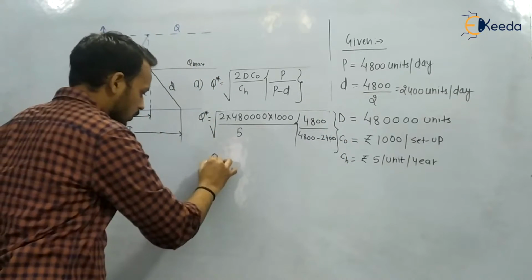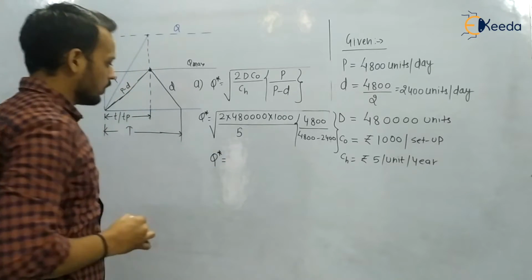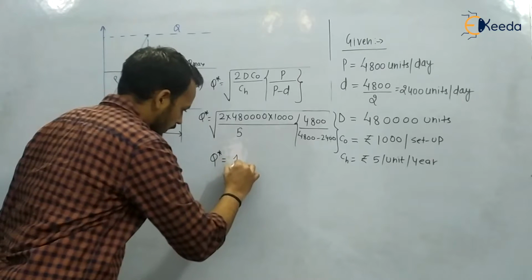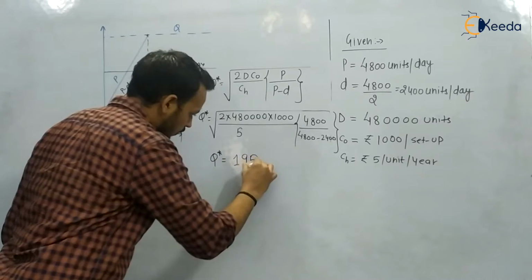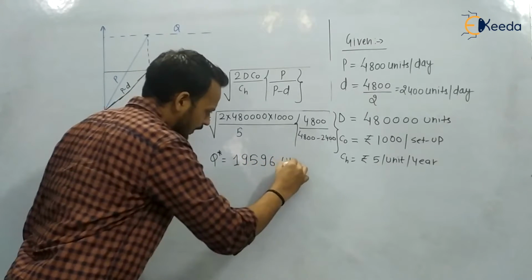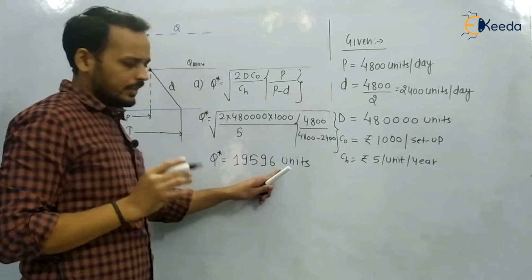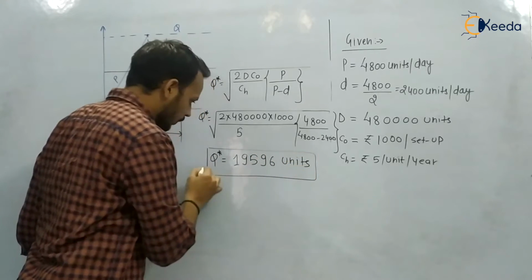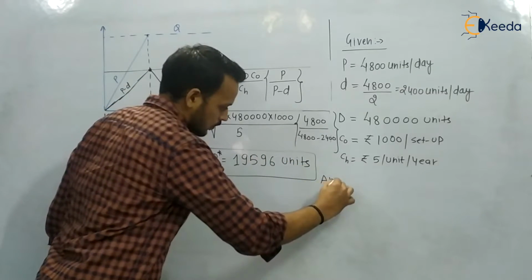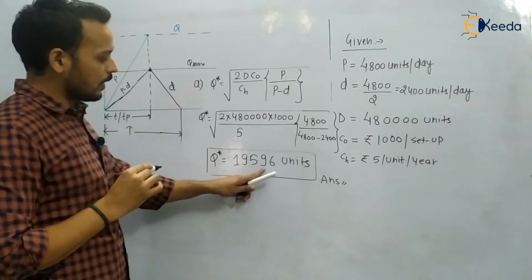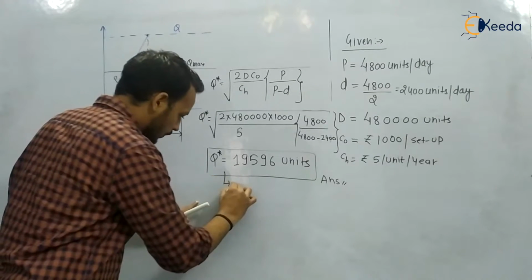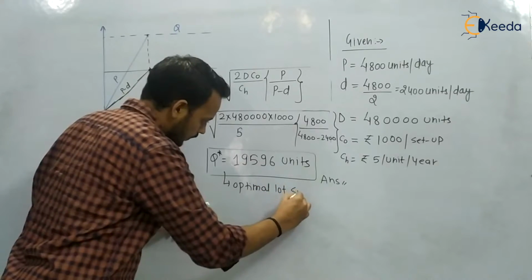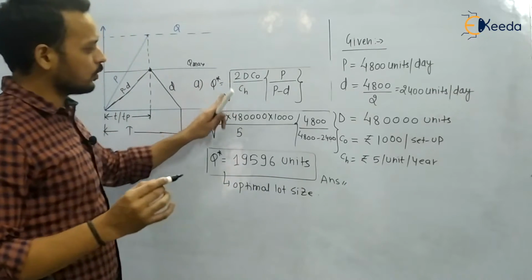So after solving this equation, you will get the value of q star. Okay, so just solve it. So it is 19596 units approximately. Okay, decimal may come, but approximately we are going to round it off. So the answer of A is 19596. So this is our optimal lot size. Okay, so directly apply the formula, get the result.